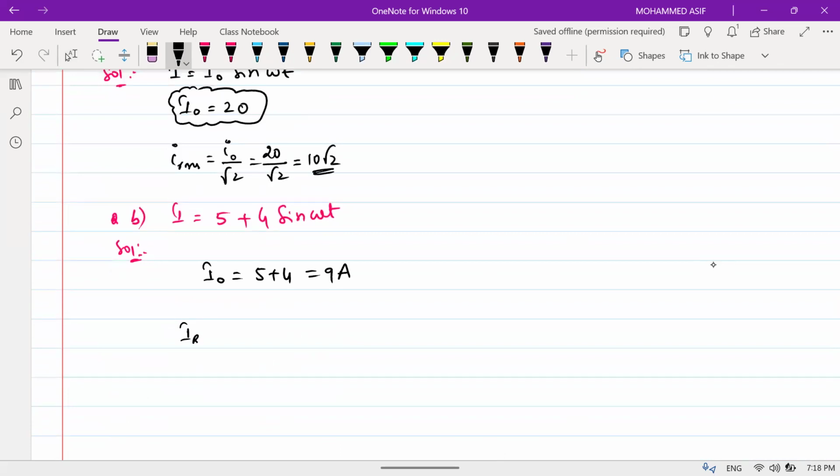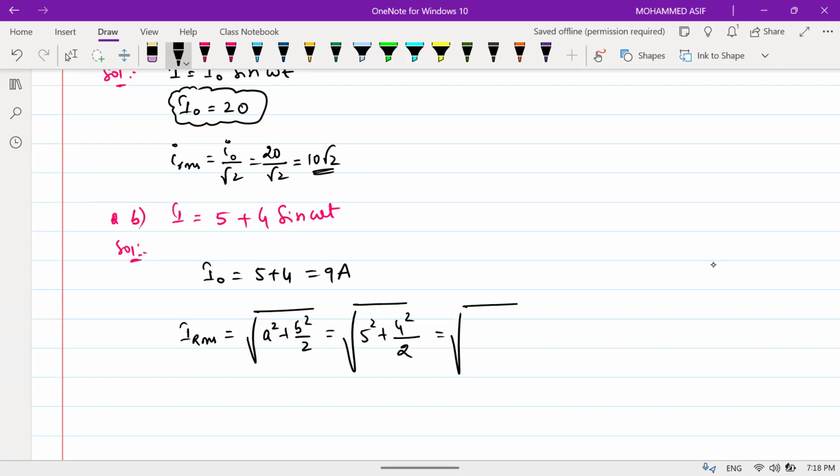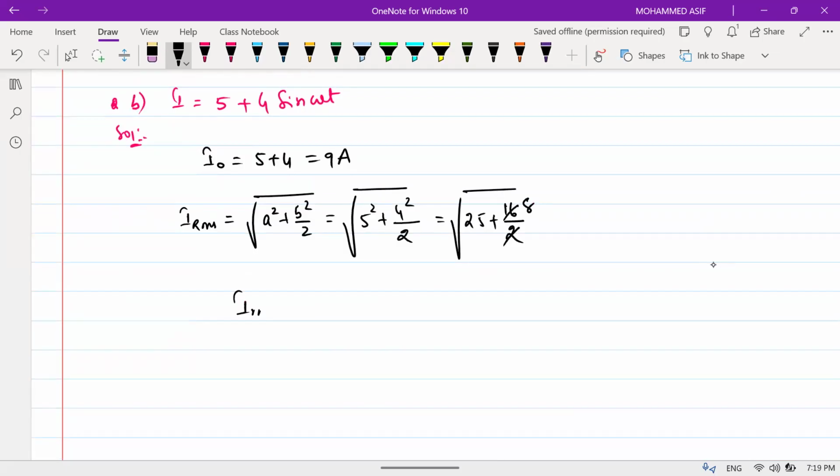And what is the value of IRMS? IRMS is equal to the square root of A square plus B square divided by 2. That is the square root of 5 square plus 4 square divided by 2. So the square root of 25 plus 4 square, which is 16, divided by 2. So it is 2 1s are 2, 2 8s are 16. 25 plus 8 is 33. 33 amperes. This will be the answer.